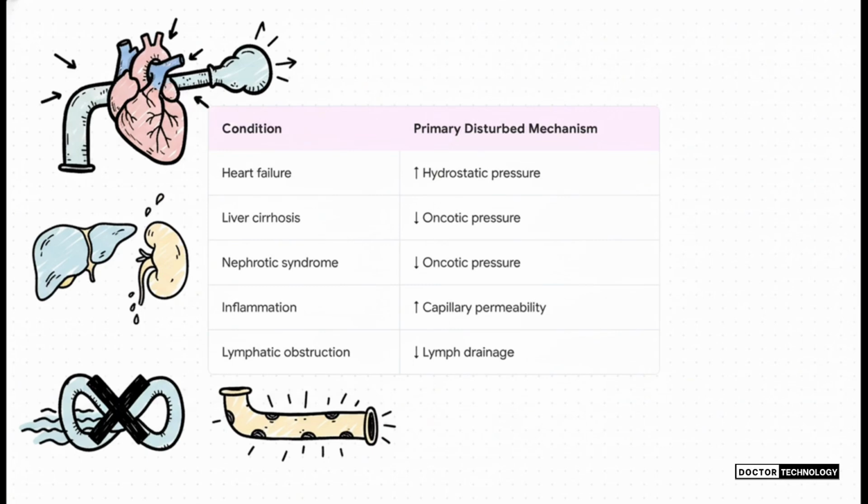In heart failure, it's a plumbing problem, a backup that increases the pushing hydrostatic pressure. In liver failure, the body can't make enough albumin, so the pulling oncotic pressure just plummets. With inflammation, like in sepsis, the problem is leaky pipes, increased permeability. And with lymphedema, it's a blocked drain. It's the same result, edema, but for 4 completely different reasons.